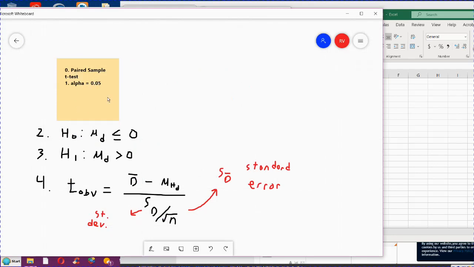So we started with step 0, paired sample t-test is the test that we're choosing to do because we have two groups. They're paired together, and this is that before-after very standard kind of model. Alpha equals 0.05 is given to us in the stem of the problem. We are going to do a one-tailed test.